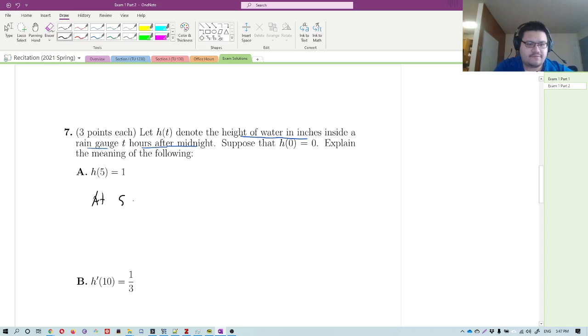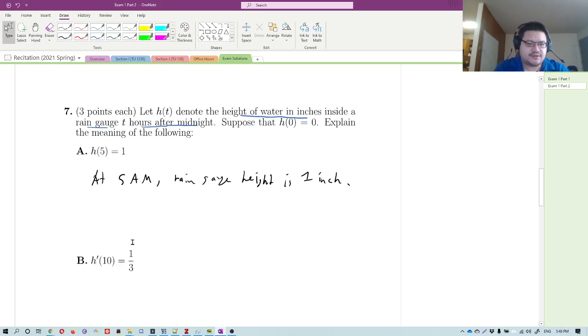At 5 a.m. we can say 5 a.m. the rain gauge height is 1 inch. That's basically what that says.